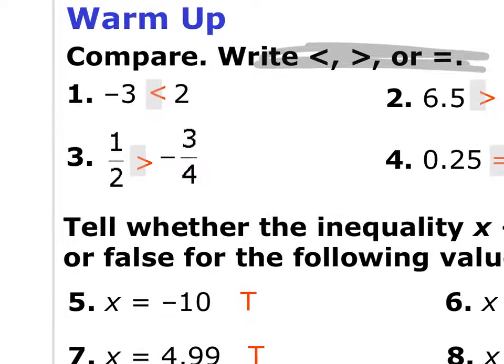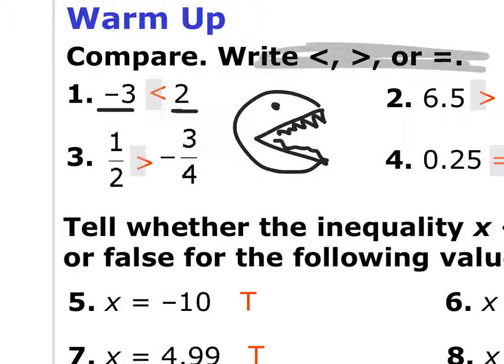So it's already got the answers here. And this one's pretty obvious because this number is negative and this number is positive. So we can clearly see that 2 is the bigger number and -3 is less than 2. Maybe back in elementary school, your teacher might have added some teeth here, or even like a Pac-Man, and it wants to eat the bigger number. So just remember that always the symbol wants to eat the bigger number, just a little trick there.